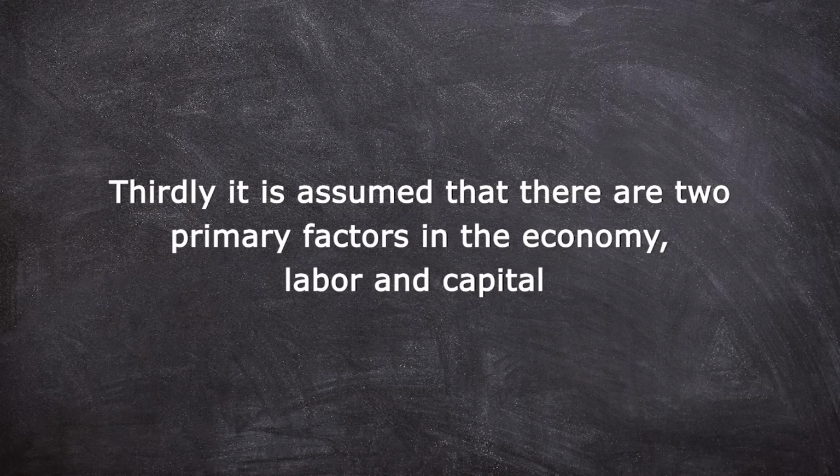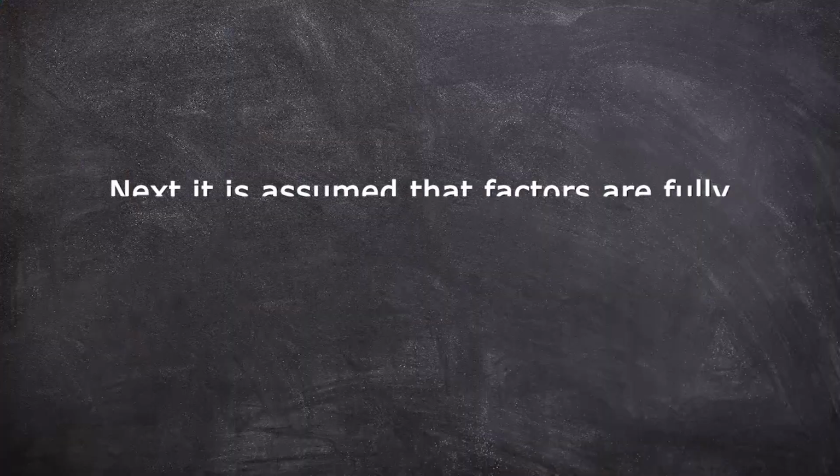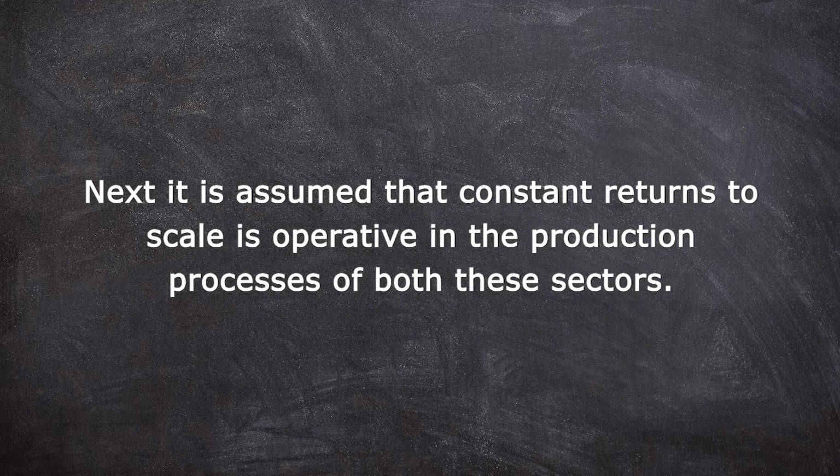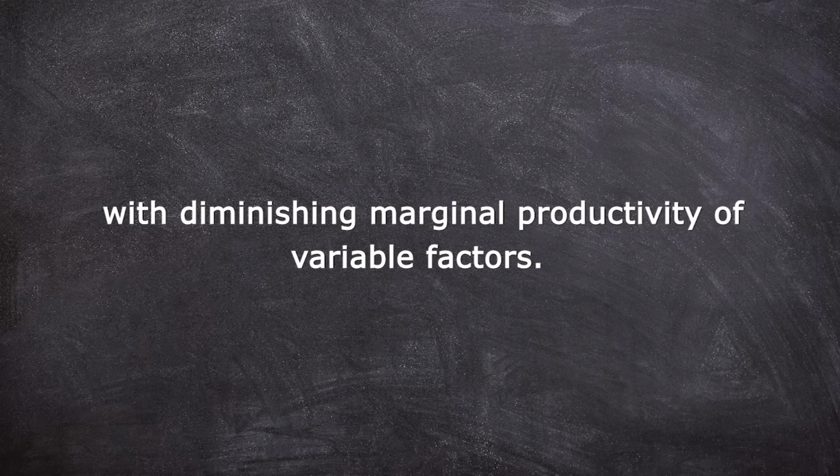Thirdly, it is assumed that there are two primary factors in the economy, labor and capital, and each sector produces its product with the help of these two primary factors. Next, it is assumed that factors are fully employed and they are perfectly mobile between the two sectors in the economy. Next, it is assumed that constant returns to scale is operative in the production processes of both the sectors with diminishing marginal productivity of variable factors.